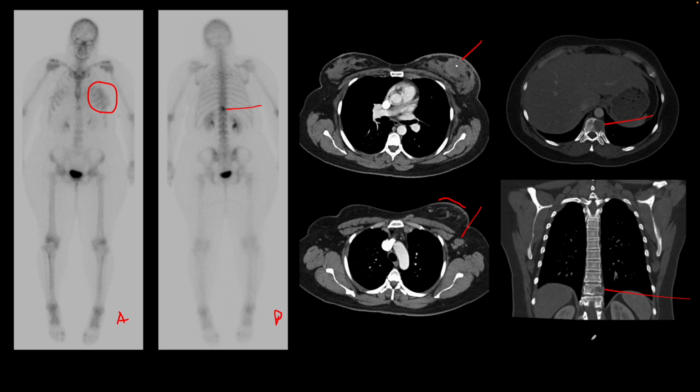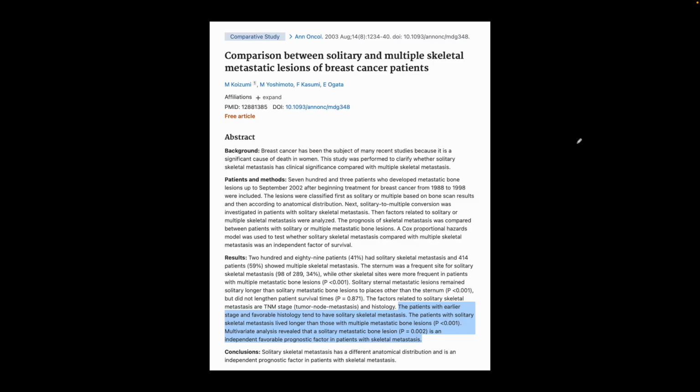And so the interesting thing about this patient is that they have solitary or single site of metastatic disease to their bones. So what do we know about that? Here is a study where the authors compared solitary versus multifocal skeletal metastatic disease in patients with breast cancer, and this is what they found. The patient with earlier stage and favorable histology tend to have solitary skeletal metastasis. The patients with solitary skeletal metastasis live longer than those with multiple metastatic bone lesions, and multivariate analysis revealed that a solitary metastatic bone lesion is an independent, favorable prognostic factor in patients with skeletal metastasis.